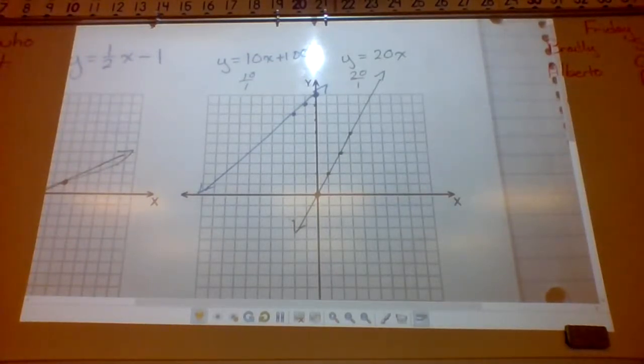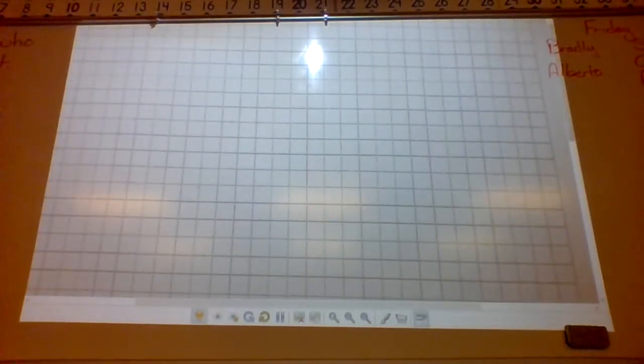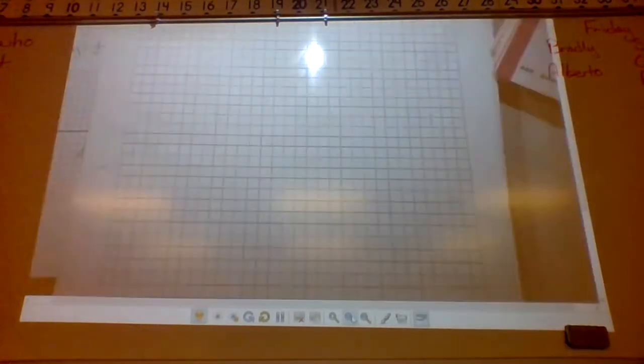Okay. So let's try it on this one. Do you see any axes on this? Do you guys see any axes? No. So we're gonna have to make our own.